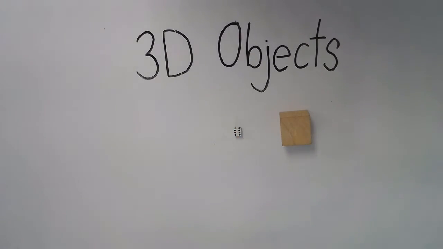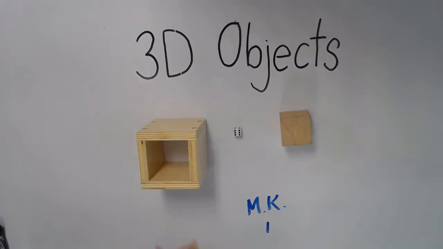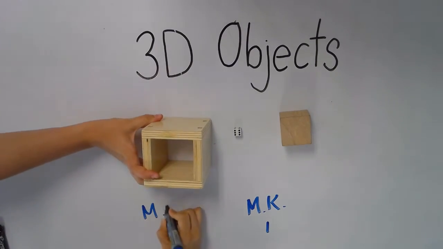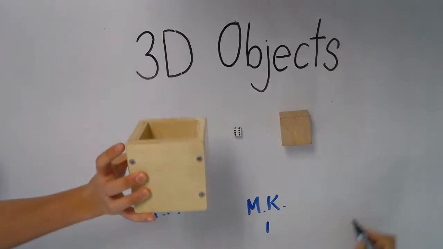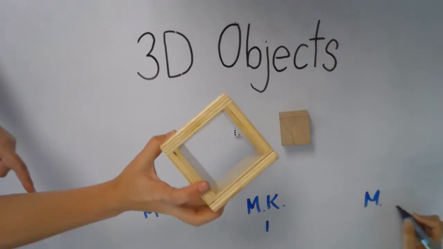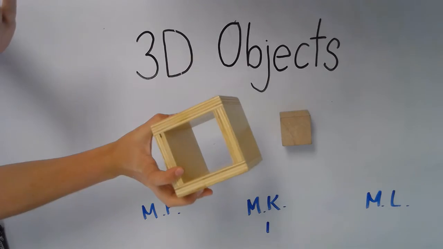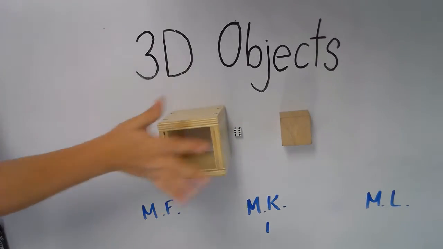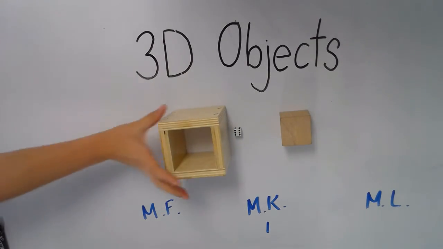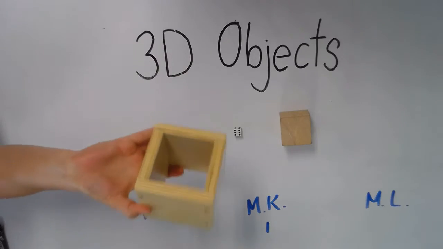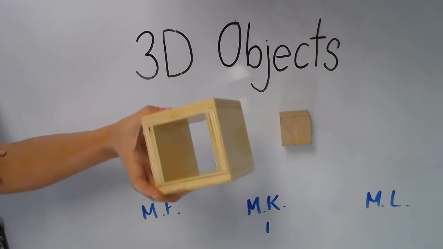I think Miss Khan deserves a point. She's got a great cube. 1 point for me. I'm going to write mine down. Miss Flanagan, would you like to go next? I have a very big block that is also a cube. Now, my cube is missing two faces, but we're going to pretend that it's an invisible face for today because it's still a cube shape. It's just missing two faces.